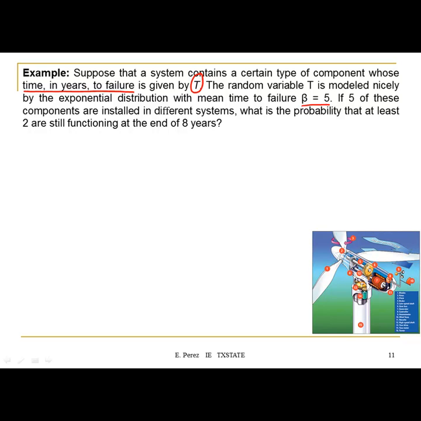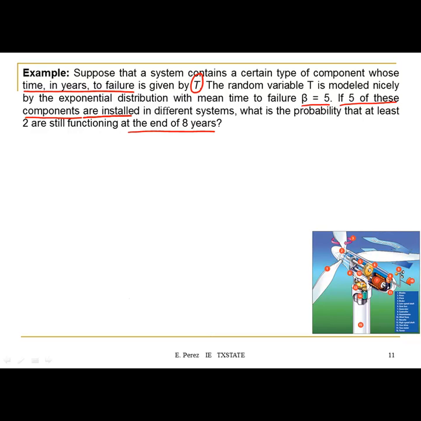So this question has two components. The first component is this part: you want to know the probability of these components lasting more than 8 years. And the other part of the question is that we are looking at 5 of these components.